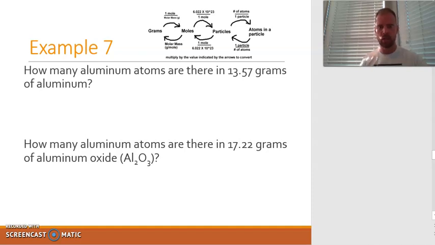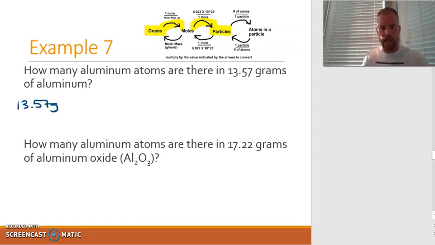For this first one, how many aluminum atoms are there in 13.57 grams of aluminum? Basically, I'm starting with grams, and I'm asked to go to how many aluminum atoms there are. So I need to do two conversions. I need to first go from grams to moles, and then I need to go from moles to particles. So let's set that up. Essentially, this is a dimensional analysis problem.